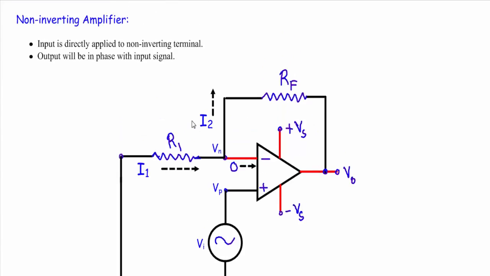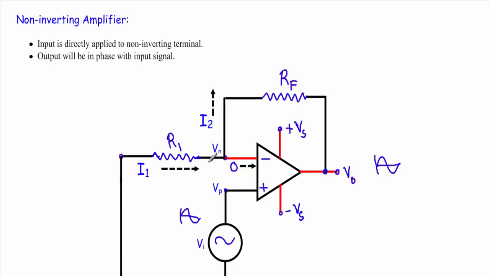Why is this called a non-inverting amplifier? The input voltage is applied to the non-inverting terminal. See, this Vi is applied to the positive or non-inverting terminal of the operational amplifier, and the output will be in phase with the input voltage. Let's say if I apply a sinusoidal voltage of this shape here, I will get the same output voltage of the same shape at the output terminal.